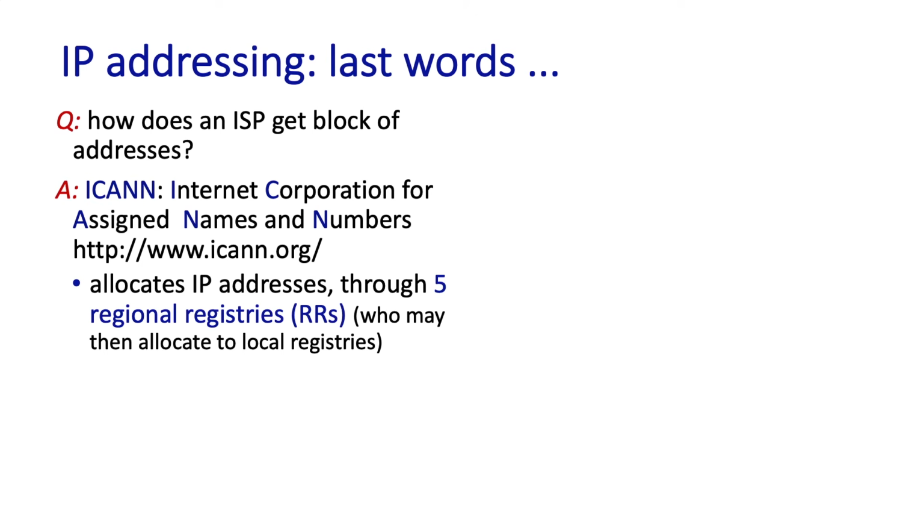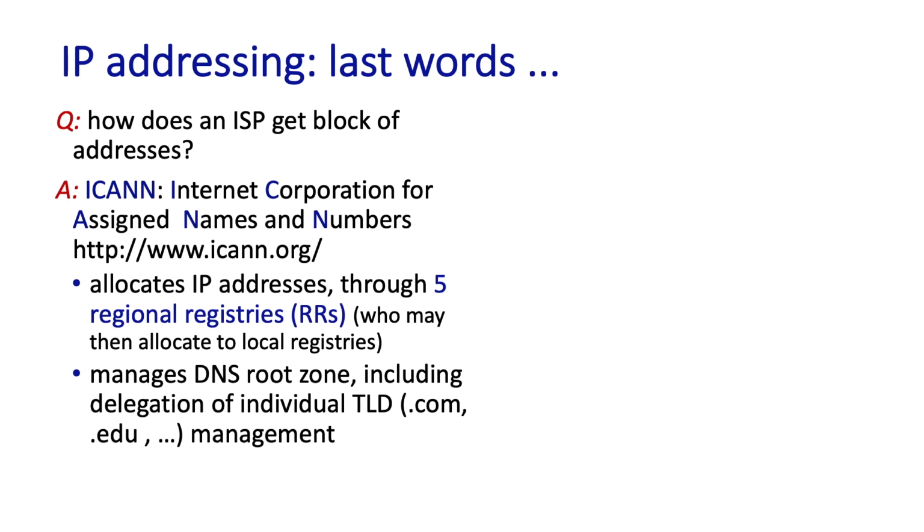ICANN also performs a number of other critical internet functions like managing the root DNS servers, managing domain names, and allocating protocol numbers. Remember when we studied the IPv4 datagram format and said that the upper layer protocol number of 6 corresponds to TCP and that the number 17 corresponds to UDP? Those numbers are also controlled by ICANN.